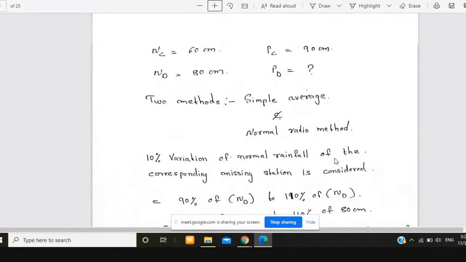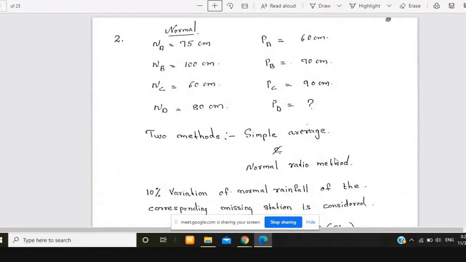This is the normal ratio method, and the simple average method means we will be taking it when all these values are coming within that 10% variation. The simple average method is very simple. Here you have three data present, so PA plus PB plus PC by 3. If you do it, you will be getting the PD value. So looking at the condition, you have to apply which method is required.